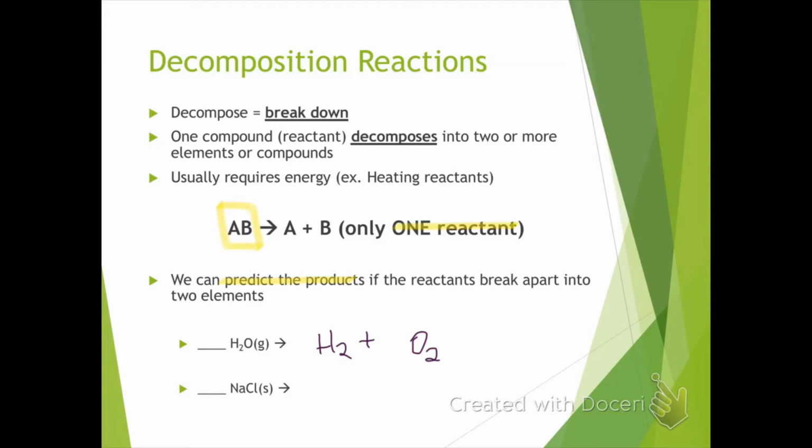We're going to need 2 oxygens on both sides, which in turn gives us 4 hydrogens that we're going to need. Again, go ahead and pause the video and give this second one a try on your own. Resume when you're ready to check.